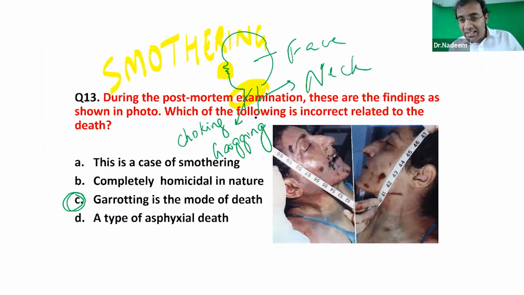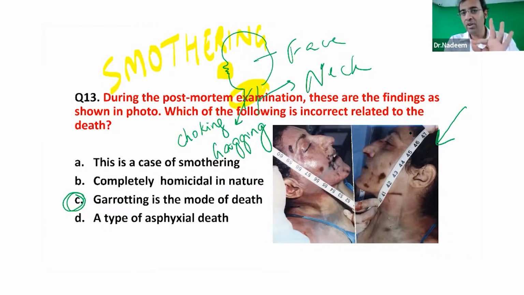Sir, but there is some fracture on the neck side, why not garroting? No, see here, when you see this picture, what do you see? Maximum signs you are going to see over the face only. So this is homicidal from external. So this is the case of smothering. Easy to understand? The main cause of death is smothering.